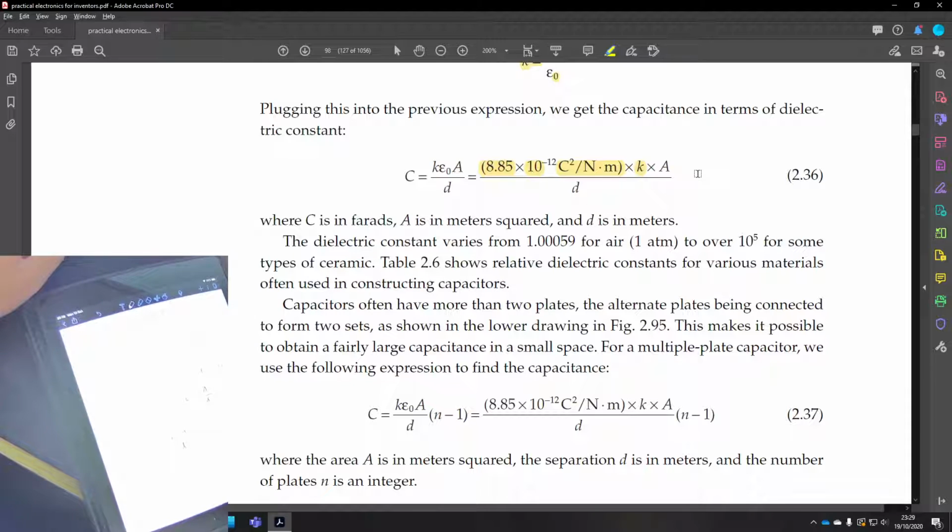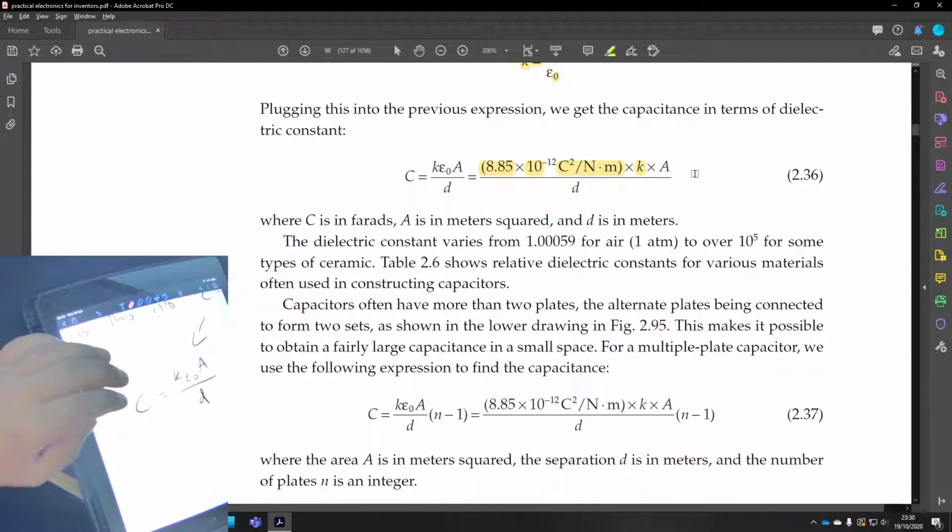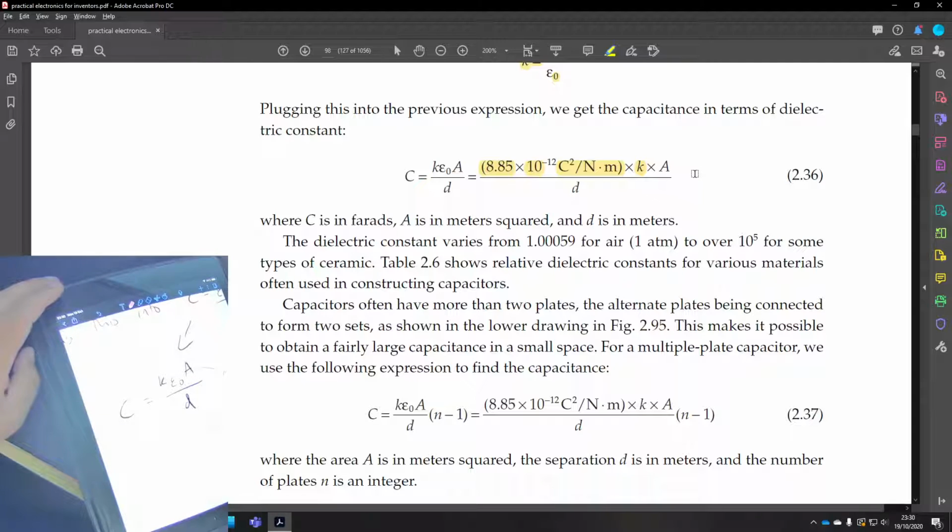So C is in farads, A is in meters squared, and D is in meters. Okay, I didn't even consider that actually. C is in farads, like Harrods, and A is in meters squared, and D is in meters. Why would D be in meters when you're talking about the distance between two capacitor plates? Are there capacitors in the world that have a meter between them? The big bloody capacitor. A bit strange. You need to stop asking all these questions to study.